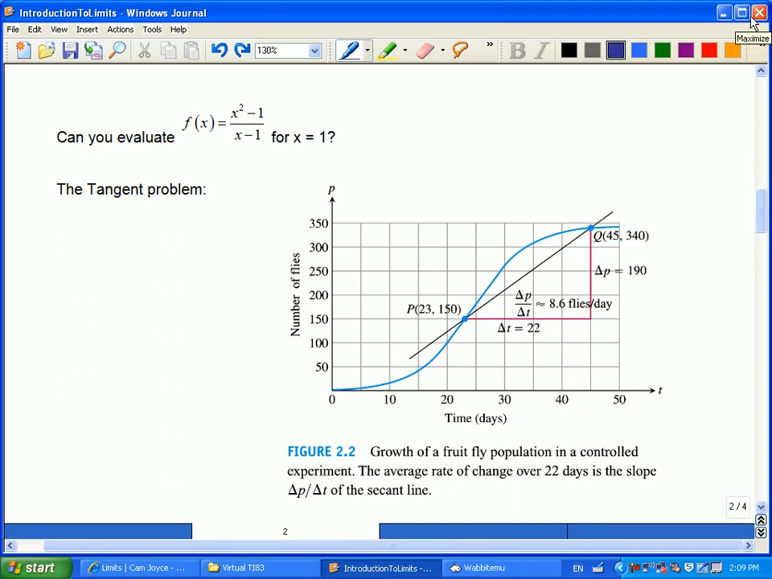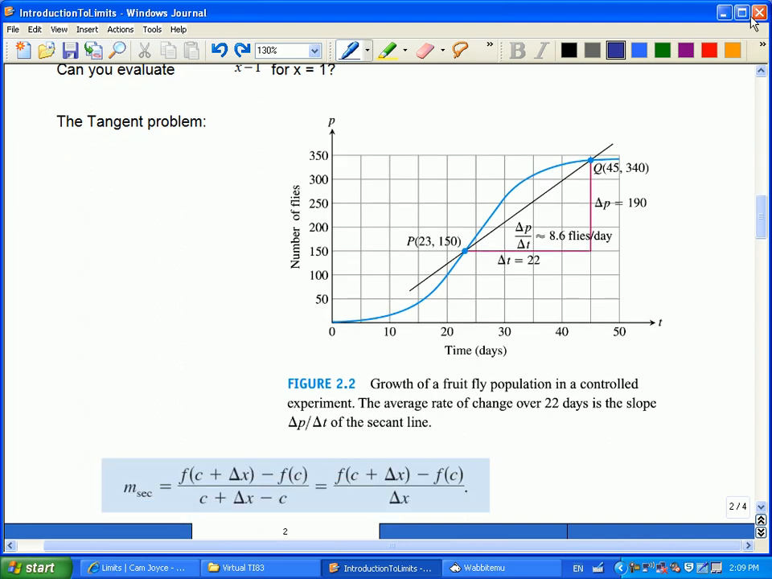It lets us do things which you wouldn't think are otherwise possible. Like, for example, if this is your textbook example, they're looking at the population of fruit flies over time. If we connect the line like they have here, this gives us the change in fruit flies in 22 days. So it's telling you that 192 more fruit flies are there, and that happened over 22 days. So the average rate of change is 8.6 fruit flies per day.